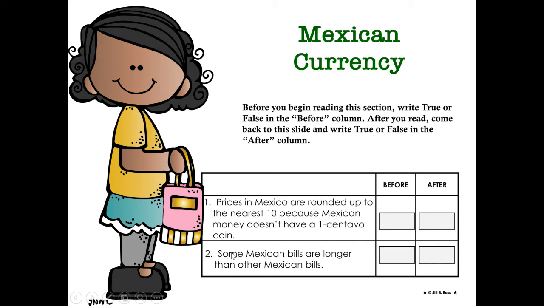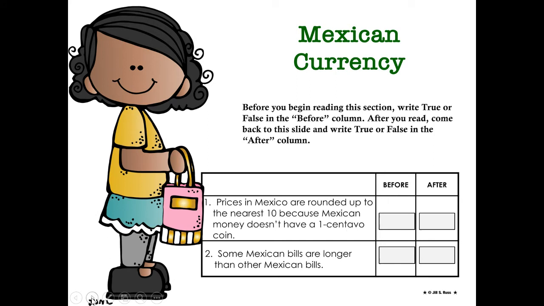Statement number 2 says, some Mexican bills are longer than other Mexican bills. Again, write true or false. You may not know the answer. Do the best you can. Some Mexican bills are longer than others.